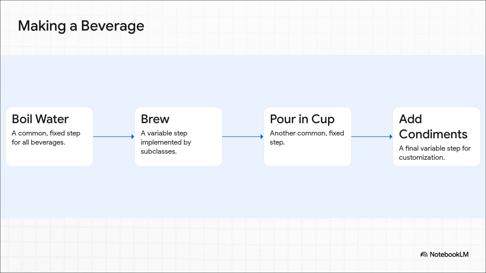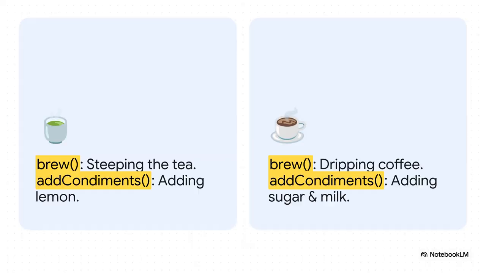But how you brew it and what you add to it later, well, that's what makes it either tea or coffee. Those are our variable steps. See how this works? A tea maker class would fill in the brew step by steeping a tea bag, and the add condiments step by, say, adding a slice of lemon. But a coffee maker class uses the same blueprint and implements brew by dripping hot water through coffee grounds, and add condiments by adding sugar and milk. The skeleton is exactly the same, but the details are completely different.